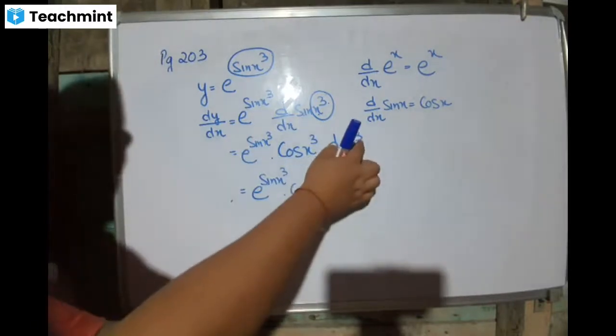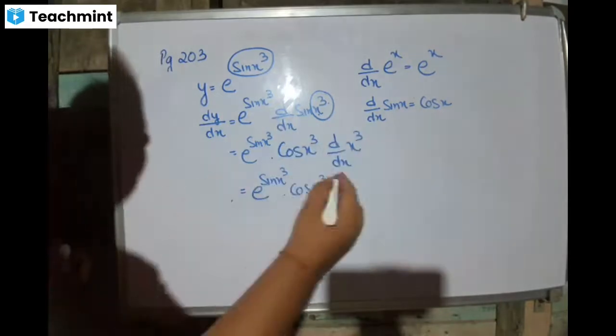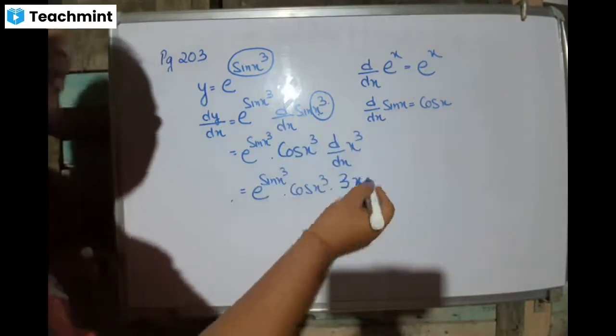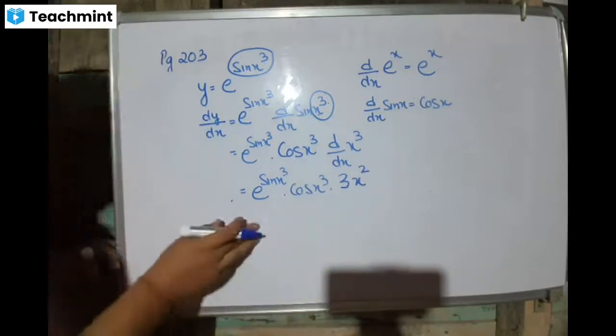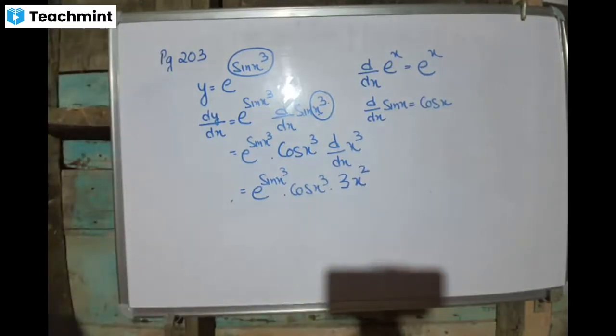So what's going to happen to this 3? 3 will come in front. So you get 3 comes in front, x squared. So this is the derivative of e to the power sine x cube.